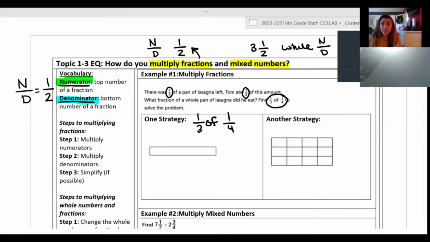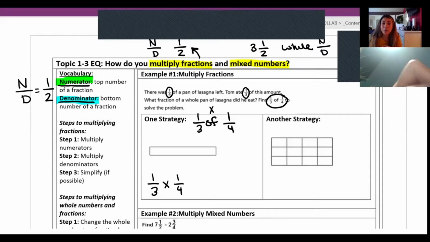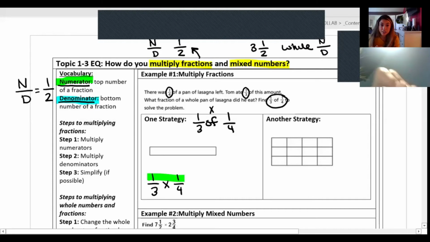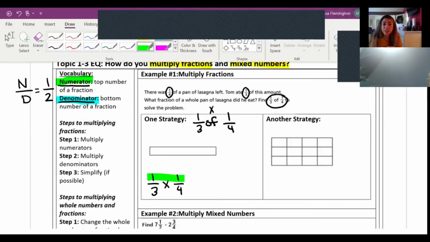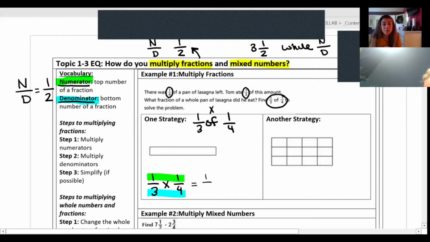So if we look back over to our left, we see that we have steps to multiplying fractions. We're gonna multiply our numerators. So let's set this up as just a multiplication problem from left to right. So if we have 1/3 times 1/4, according to step 1, we're just going to multiply our numerators straight across. So both numerators, 1 times 1. And then we're going to multiply our denominator straight across, 3 times 4. And then we're just going to write our product, which is 1/12. We'll simplify, we'll reduce if possible.